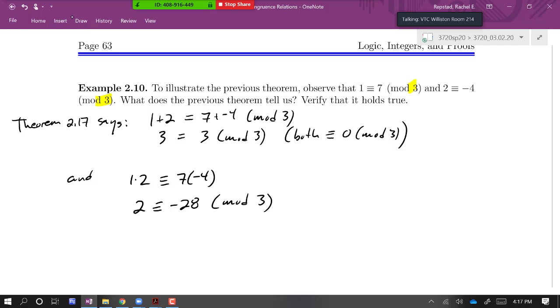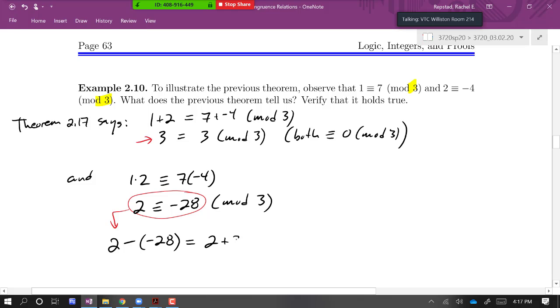We can verify this one pretty easily. The top one, there's no need to verify, right? 3 is in fact precisely equal to 3, so it's certainly congruent to itself. Here we could see why this is true if we just do a quick check. 2 minus a negative 28 is 2 plus 28, or 30. And that's a multiple of 3. The theorem says, of course, we don't even have to check. Like, we're guaranteed that'll work.